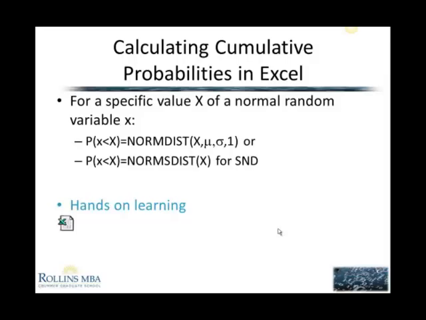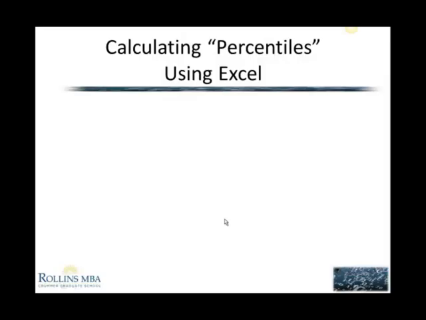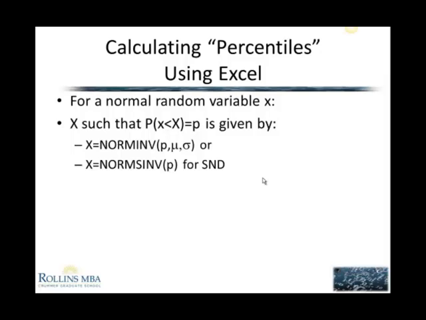return and talk a little bit more about calculations we can do based on this normal distribution, calculating effectively what I consider to be percentiles. So if I have a normal random variable x, and I know mu and sigma, I can find the value of x such that the probability of being below x is a certain value. So if I know the cumulative probability, I can go back and find the value of x. And that value of x then becomes the percentile value corresponding to that cumulative probability.